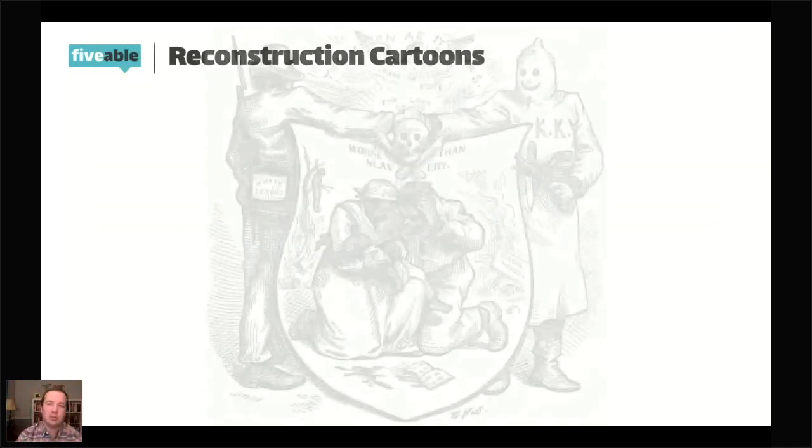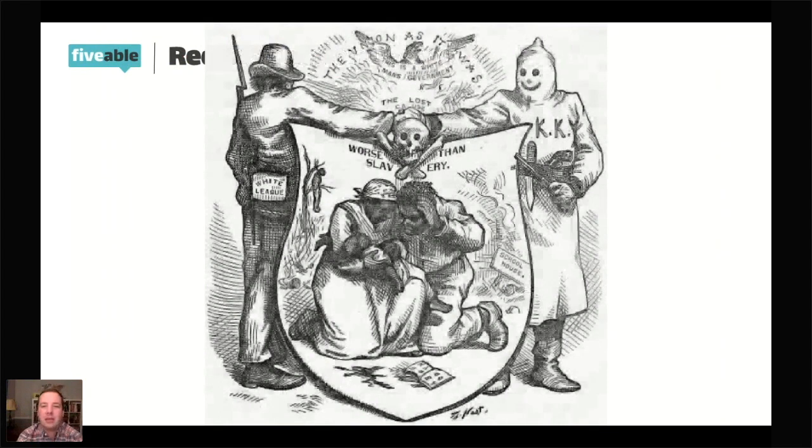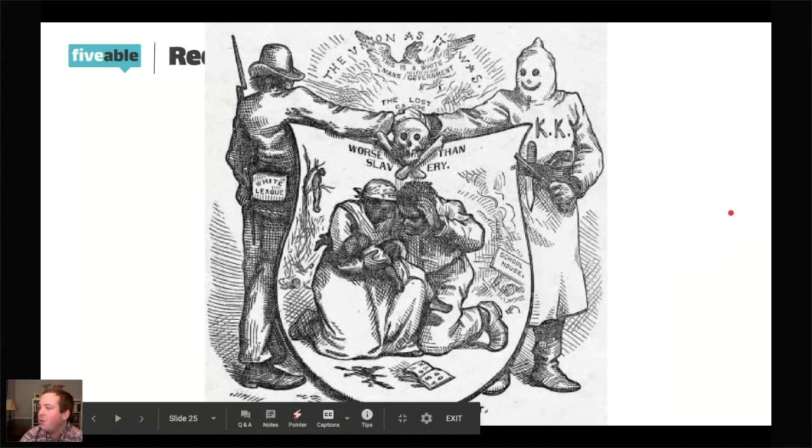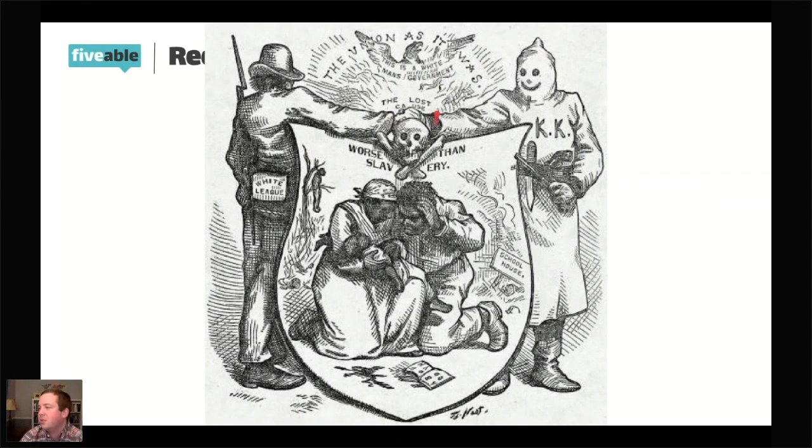A couple more cartoons. One of the reasons why they think, and this is a Thomas Nast cartoon, why he thinks that this is worse than slavery is, notice the White League and the KKK are shaking hands, talking about they want the Union as it was. It's a white man's government, the lost cause, which refers to the fact that people would claim the Civil War was not about slavery and that the KKK were really just heroic people standing up for white women especially. But notice in the middle, it's worse than slavery because we have a black guy getting hung in the background.